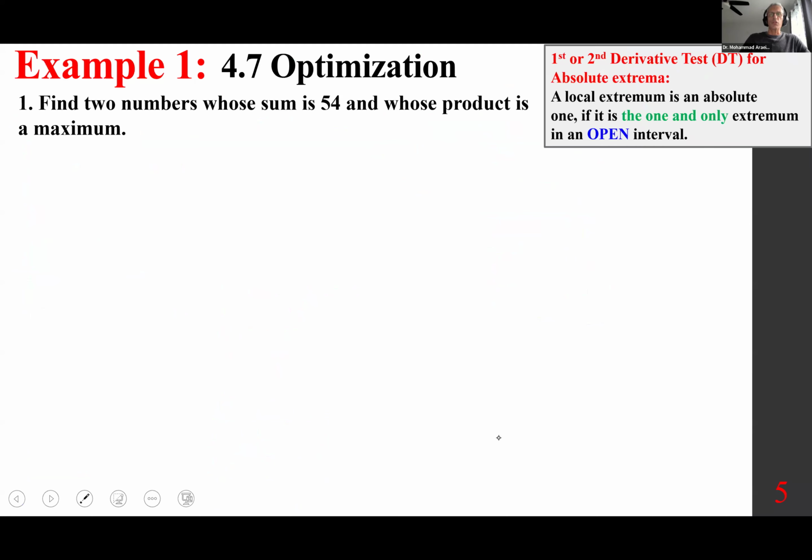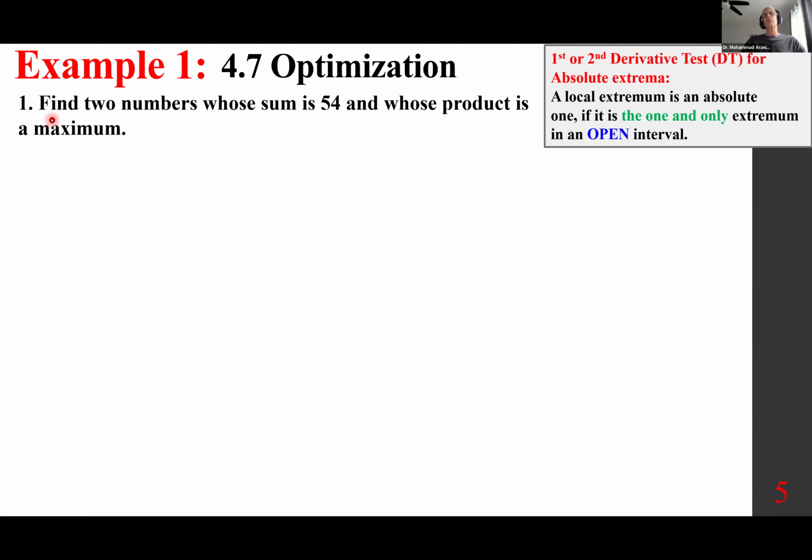Now, 4.7, optimization. And first and foremost, I want to remind you the first or second derivative test for absolute extremum. A local extremum is an absolute one if it's the one and only extremum in an open interval. In other words, I hope you remember the first derivative test, you do the sign graph. If you happen to have an open interval with one critical point, after the sign graph, you figure out it's local max or min. But if it's only one, it's absolute. Okay? That's the idea. The same thing for the second derivative test.